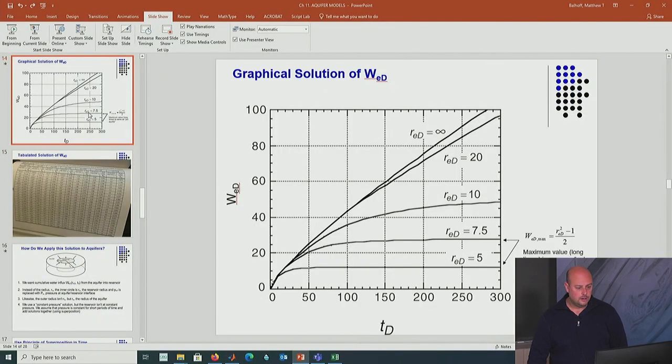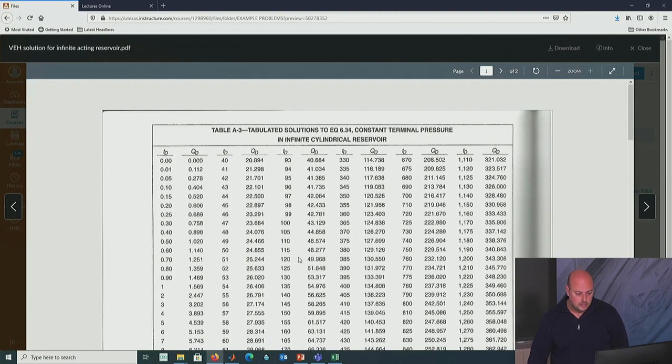Let me do an example problem here. Infinite acting flow is RED equal to infinity. So let's say TD is 150. Then at RED equal to infinity, infinite acting flow, I would expect WED to be about 60. That's what the plot says. Let me see what the table says. TD is 150. There it is right over there. WED is 59.895. Well, that's really close to the 60 that I said. One advantage of the table is obviously that you get a little bit more accuracy. You get more decimal places.